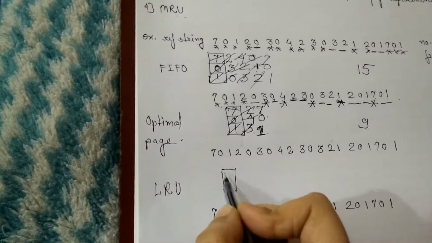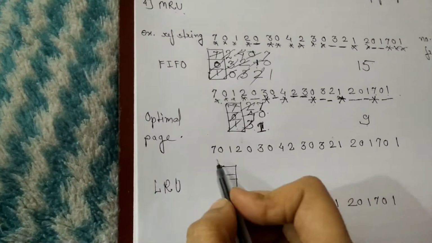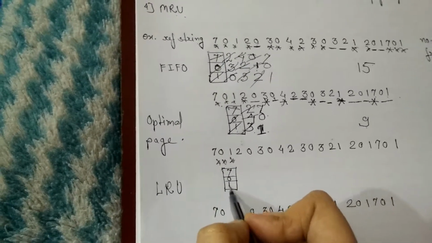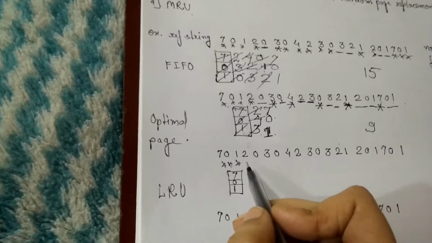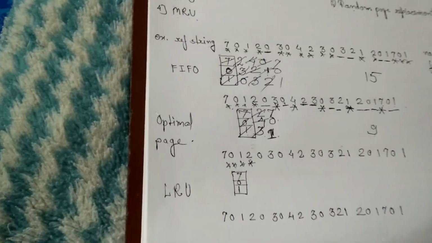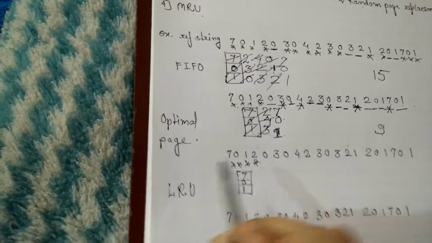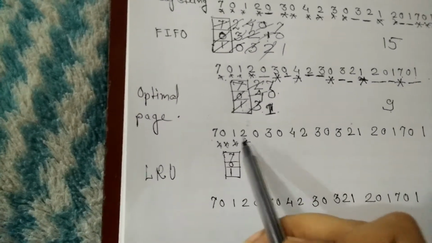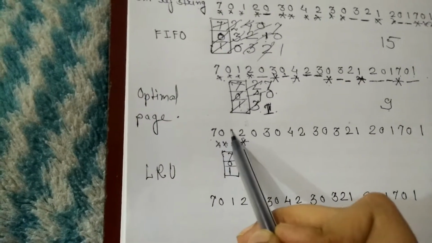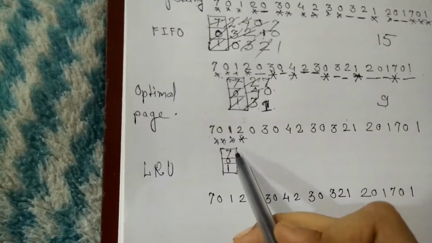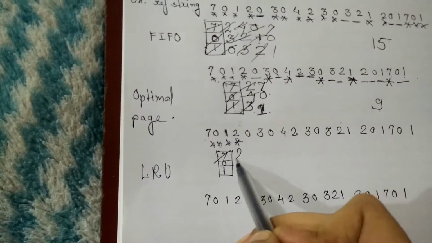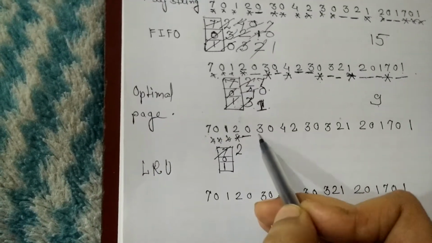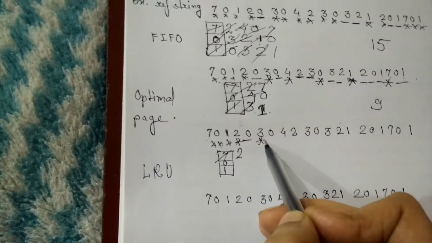Again the number of frames is 3. The first 3 will definitely incur a page fault because the page frame is empty. Now for 2 there is a page fault, so we are referring to the least recently used. If we asked about most recently used, then 1 becomes the most recently used, but 7 is the least recently used, so 7 will be replaced. Now for 0 there will be no page fault. For 3 there will be a page fault.